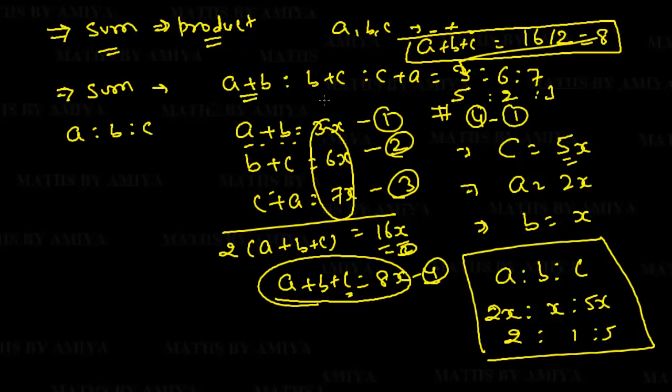Here missing is C, so the first gap, 5, is nothing but C. Here the missing is A, so A represents 2. Here the missing is B, so B represents 1. So the ratio of A, B, C is 2 is to 1 is to 5. So this is the concept and the direct method of sum. I hope this one is clear.